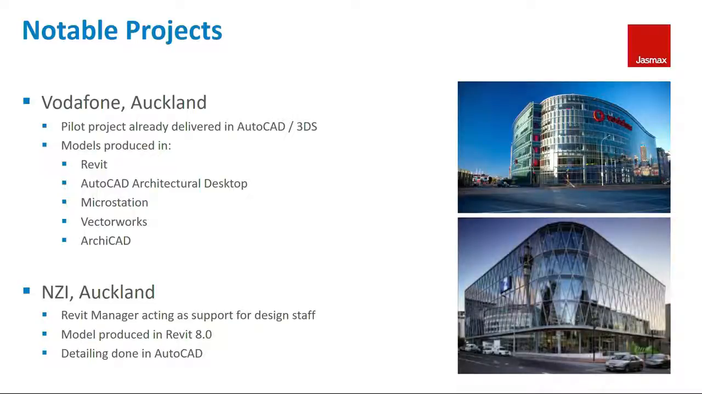For NZI, I was working as the Revit manager, providing support to the design team. The model was produced in Revit 8.0, with a lot of detailing done in AutoCAD, and a lot of details that were not resolved at the time of design. For example, the diagrid curtain wall system: the design architect said, well, I want this done in Revit, how do I do it? And I asked him, what's the detail of the mullions? And he said, well, I don't know. So how do you go about producing a Revit model around that?